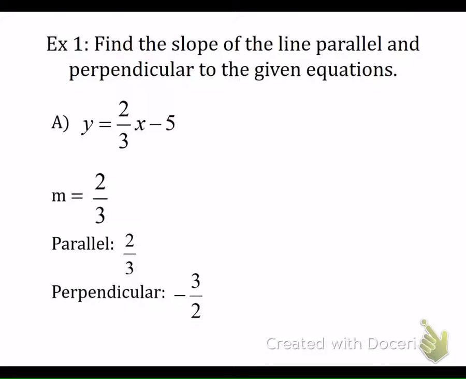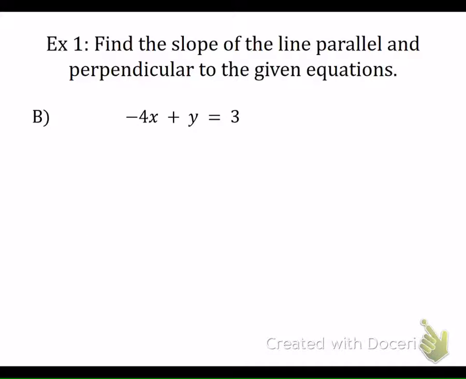And changing the sign for perpendicular. Wait, that's it? Can I find the slope right now? No. Before you find the slope of the current line, you have to get it into slope-intercept form. Okay? So how do I find the slope of this one? Or how do I get it in the right form?